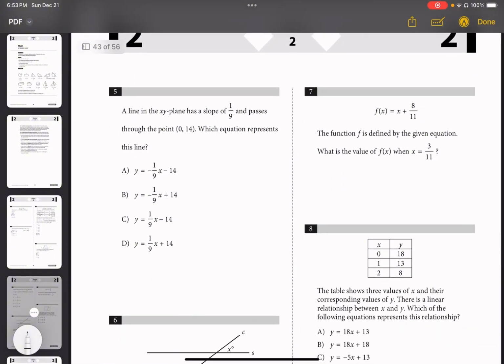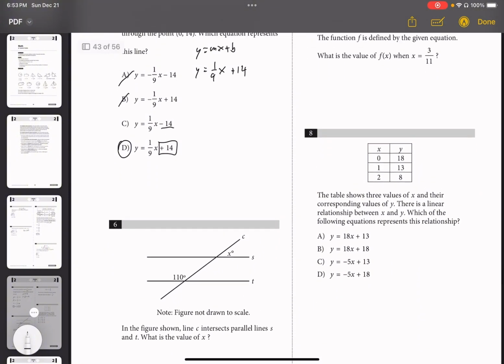Question 5, a line in the xy plane has a slope of 1/9 and passes through the point 0, 14. Which expression represents this line? So we know y equals mx plus b is our formula, so we have y is equal to the slope, 1 over 9x, and then passes through the point 0, 14, so the y-intercept is 14. Looking at our answer choices, these slopes are both negative, so that's wrong. And then we're looking for the positive y-intercept, which is D.